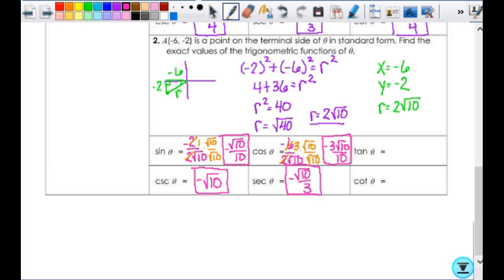Okay, so then the tangent of theta. Tangent is opposite over adjacent, or sine over cosine, or y over x. So this is going to give me negative 2 over negative 6, which is a positive 1/3. Cotangent is the reciprocal of that, or it is x over y. And so the reciprocal of 1/3 is just 3. It is positive.